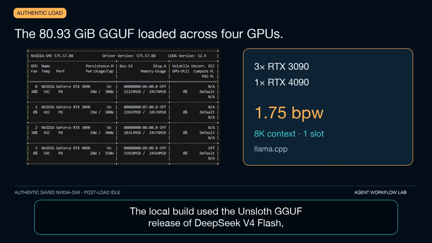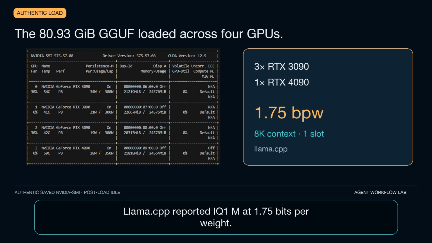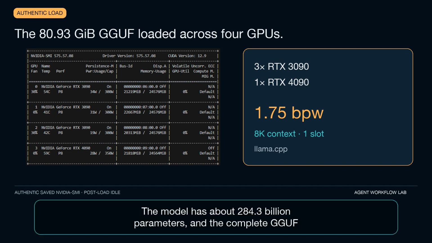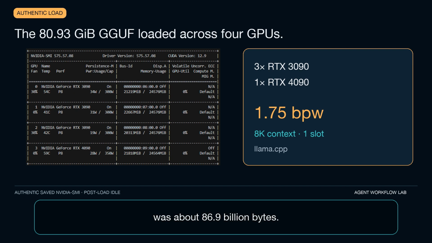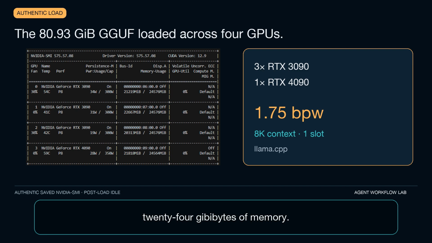The local build used the Unsloth GGUF release of DeepSeek v4 Flash, specifically UD-IQ1_M. llama.cpp reported IQ1_M at 1.75 bits per weight. The model has about 284.3 billion parameters, and the complete GGUF was about 86.9 billion bytes. It ran across 3 RTX 3090 cards and 1 RTX 4090, each with roughly 24 GB of memory.